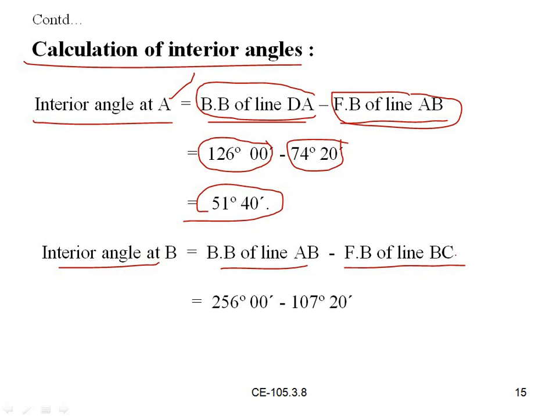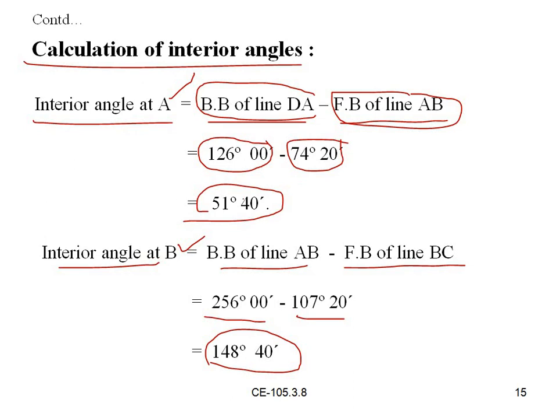So here, the back bearing of line AB is 256 degrees 0 minutes, whereas the forward bearing of line BC is 107 degrees 20 minutes. Then you will get the answer as 148 degrees 40 minutes. So this is the interior angle at B. So we have calculated the interior angles at A and at B.